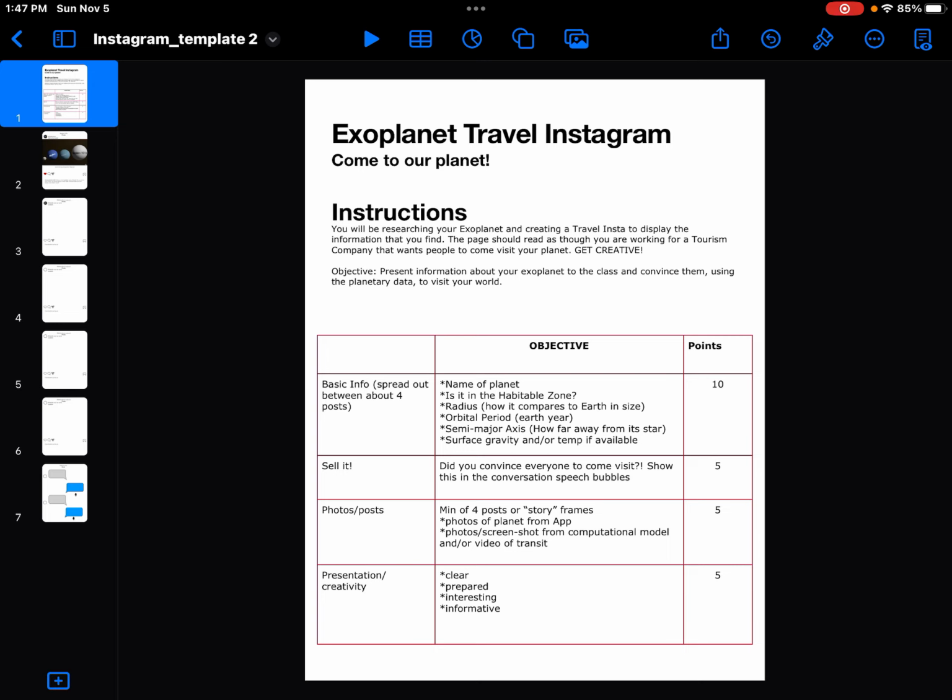You can show this using the conversation speech bubble if you want to do that, under the description. And then you want to have some photos. So I want a minimum of 4 posts or story frames. So either photos, like an artist's rendition of what the planet would be, some sort of computational model or a video of the transit. You can also just have other stock images. Like if it's a really hot place, maybe you have pictures of palm trees or something like that. So I want it clear. I want to make sure it's very prepared, interesting, informative, and your points are there on the side.